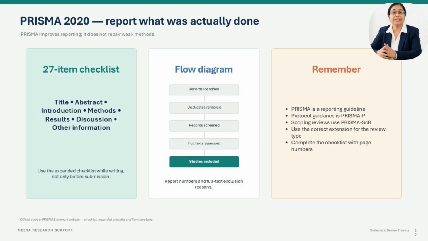PRISMA 2020 is the main reporting guideline for systematic reviews. Its checklist covers the title, abstract, introduction, methods, results, discussion, and other information. The flow diagram reports how many records were identified, deduplicated, screened, excluded, and included. PRISMA-P supports protocol reporting, and PRISMA-ScR supports scoping review reporting.